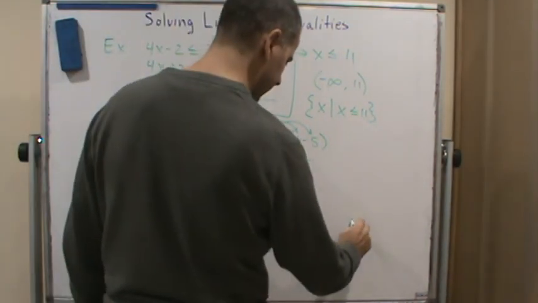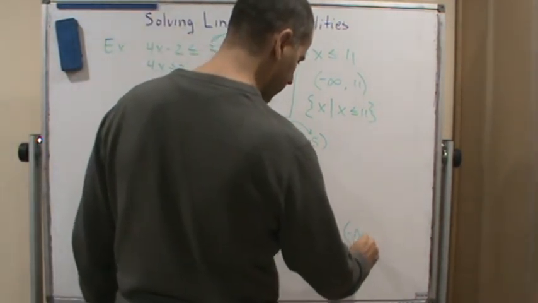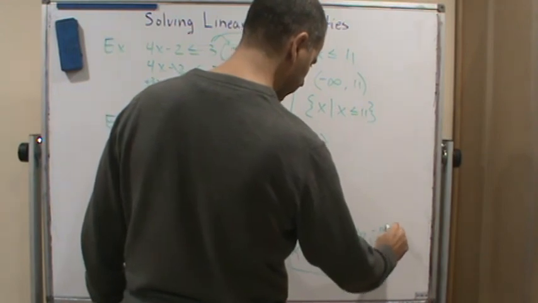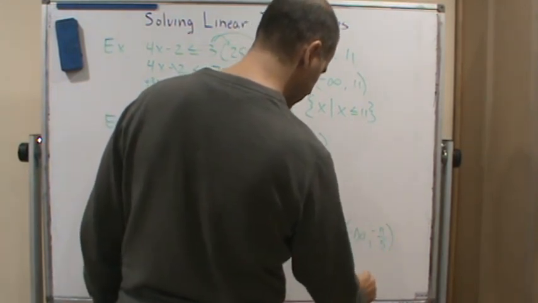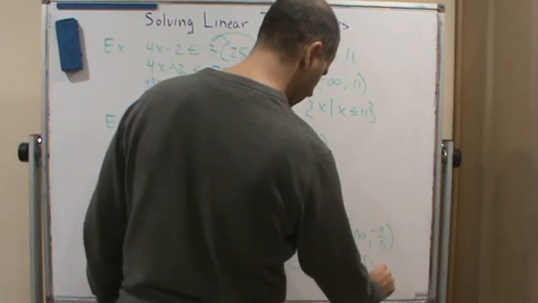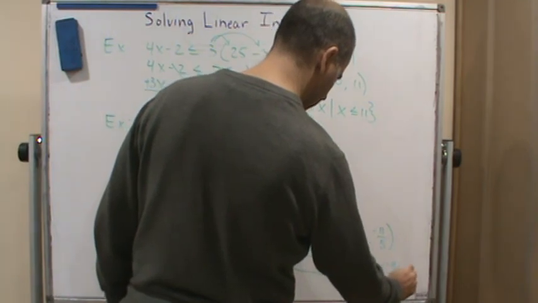So again, I can write this as x is less than, that means x is going from negative infinity to negative 11/5. Or I can write it in set builder notation, saying the set of all x such that x is less than negative 11/5.